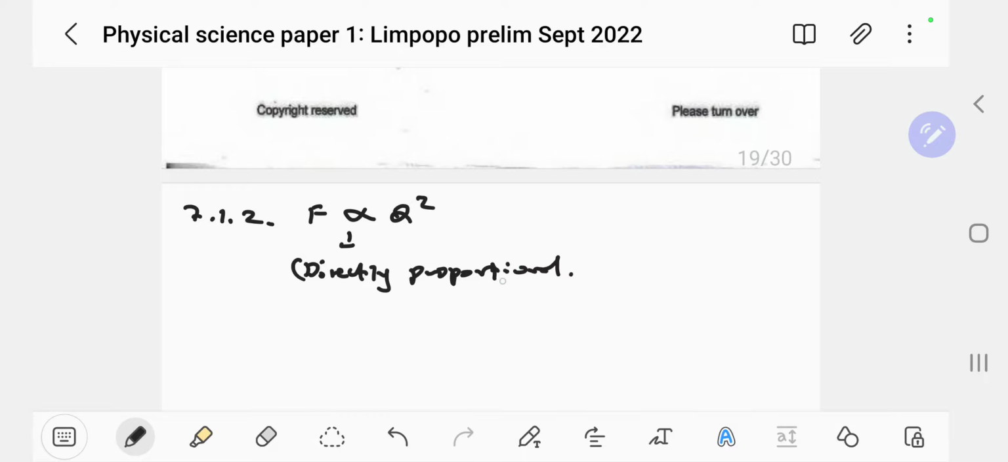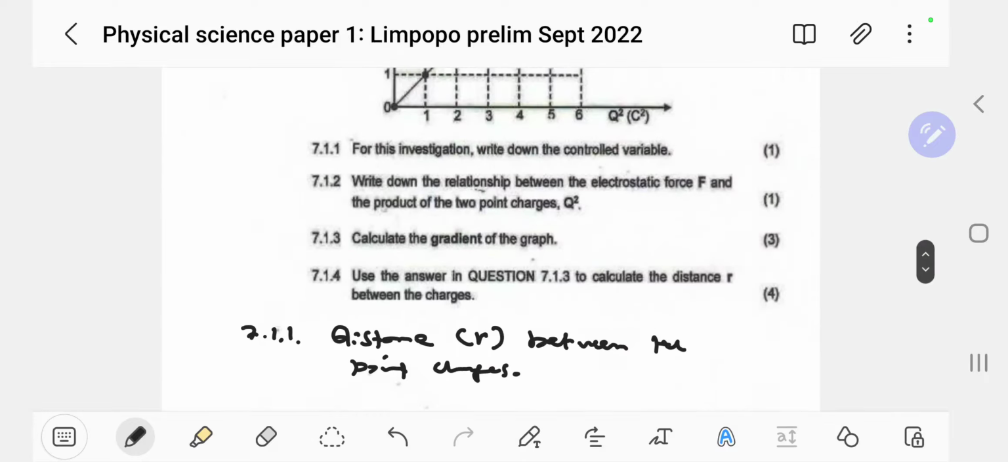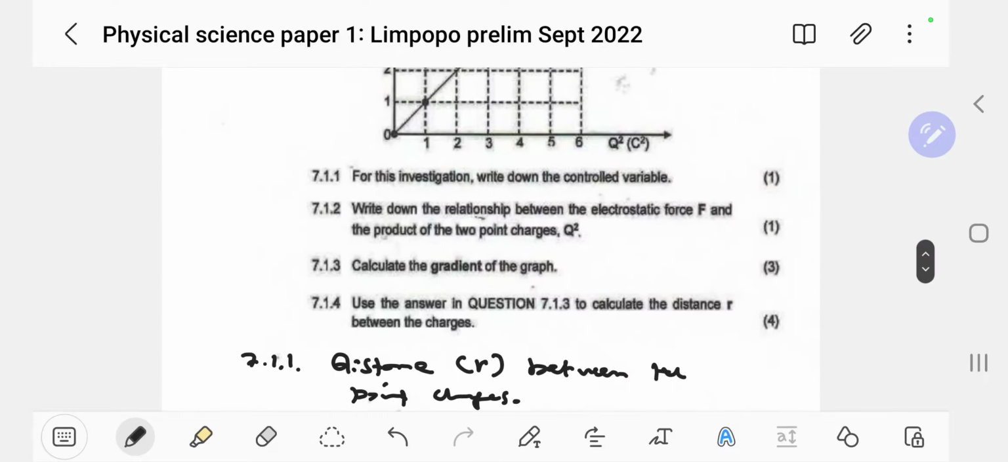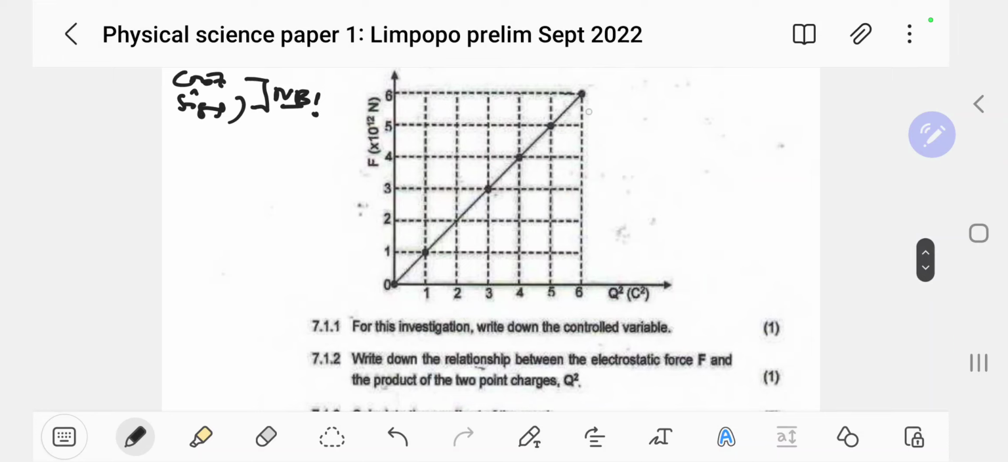Okay, it's directly proportional to the product of the charges. So it's done. 1 mark. Calculate the gradient of the graph. Thankfully, it's a straight line, so we don't have a least squares regression line of some kind here. So here you can take any of those points.